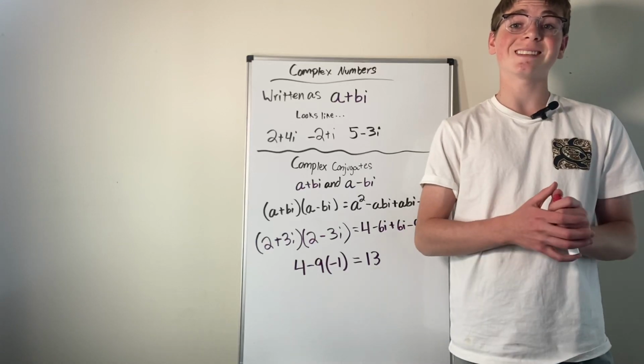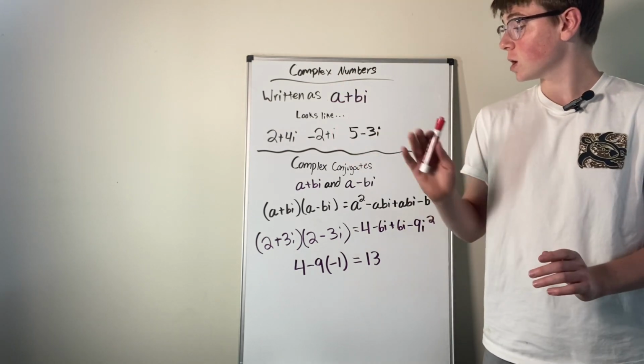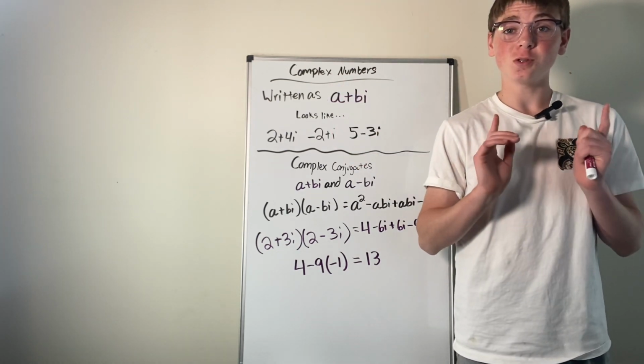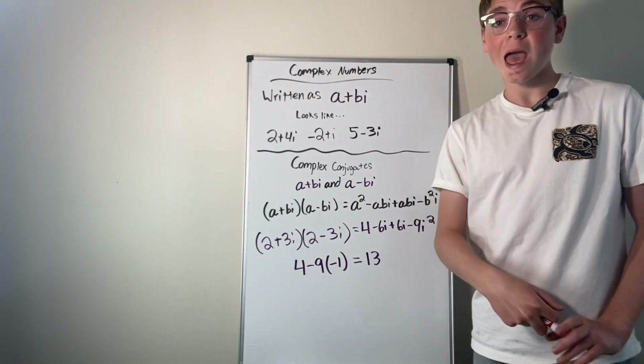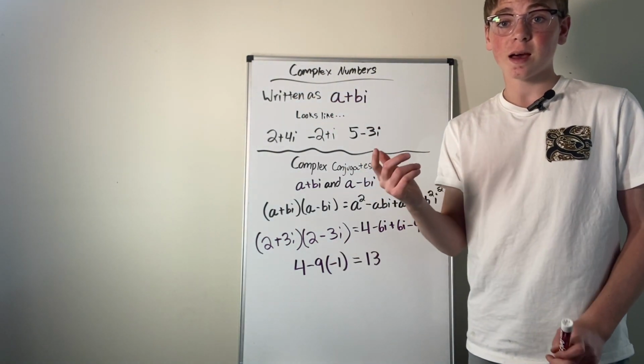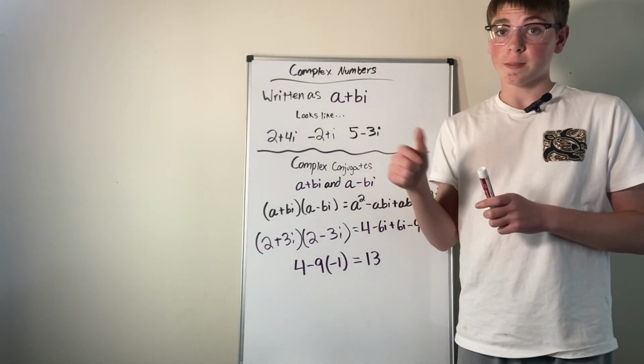I am Xavier Smith, and today I'm going to teach you about complex numbers, complex conjugates, and how to graph them. So let's start. Complex numbers are written as a plus bi. So it's a real number plus an imaginary number.